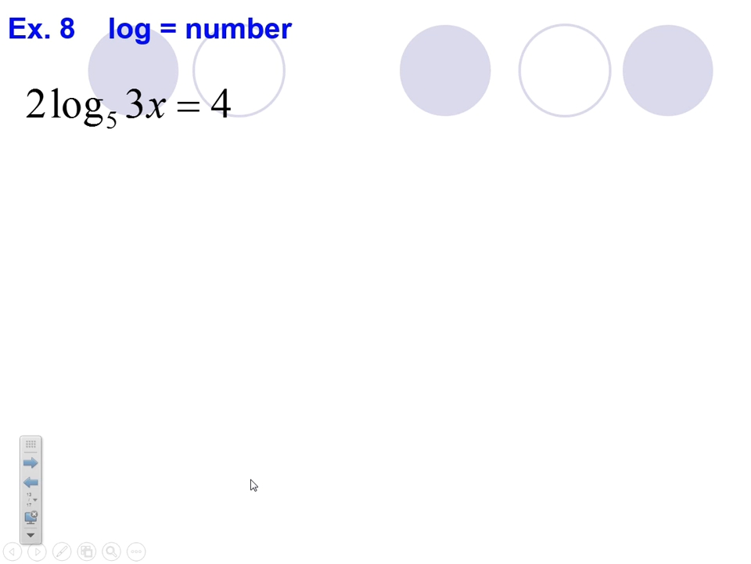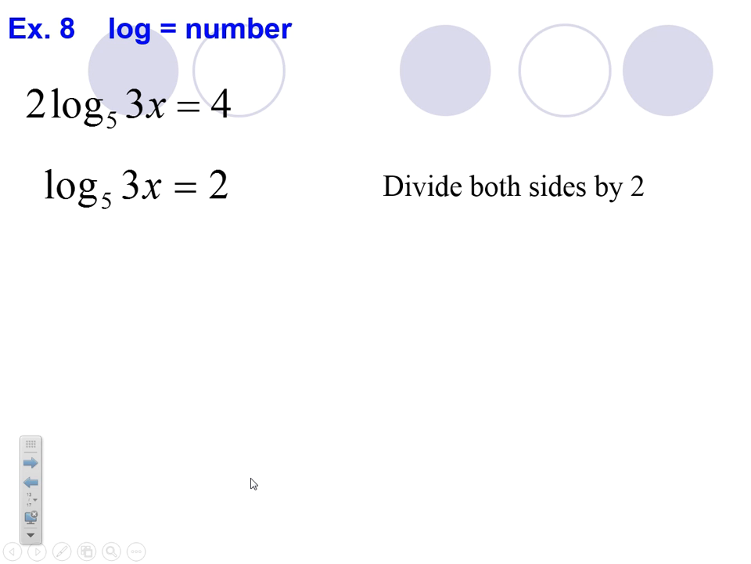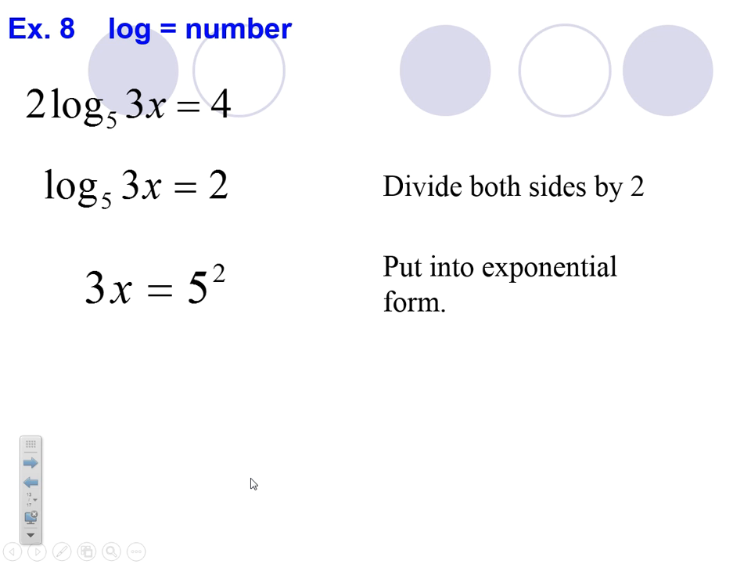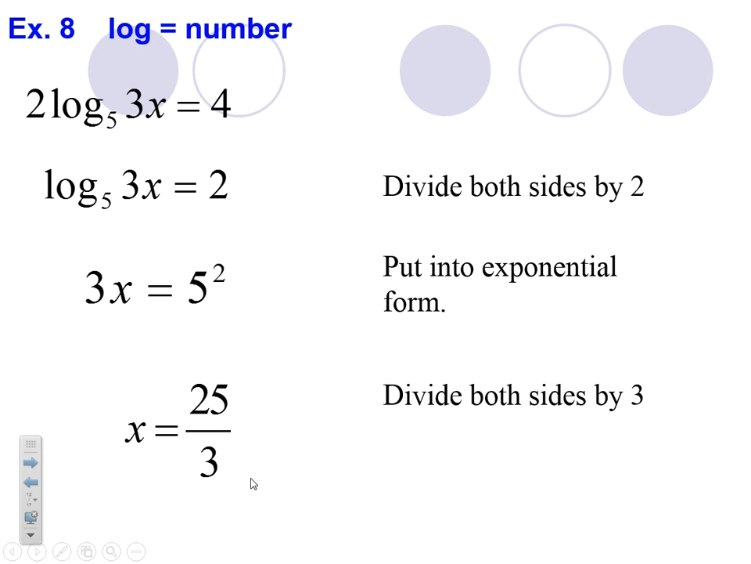Now, here we see that we only have log on one side of the equal sign. So what we want to do is isolate the log by dividing by 2 on both sides. Then we're going to put the equation into exponential form. And now we're just going to solve for x by dividing both sides by 3. And of course, we always want to do a check.